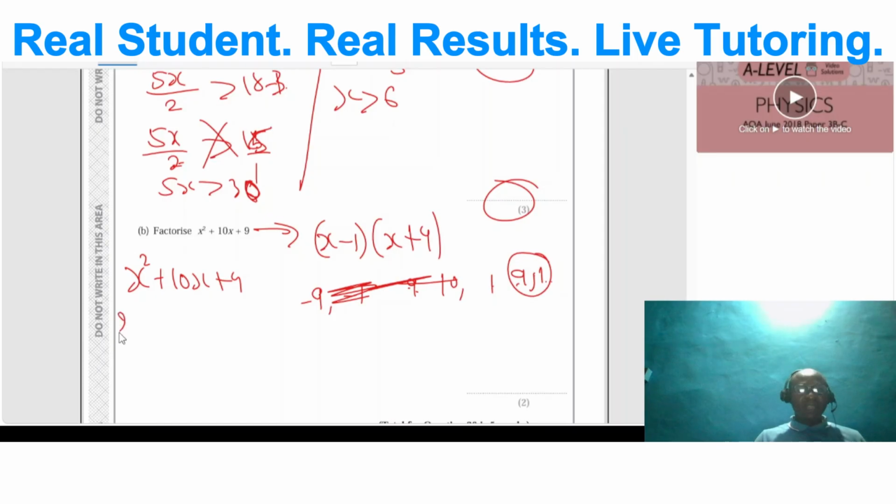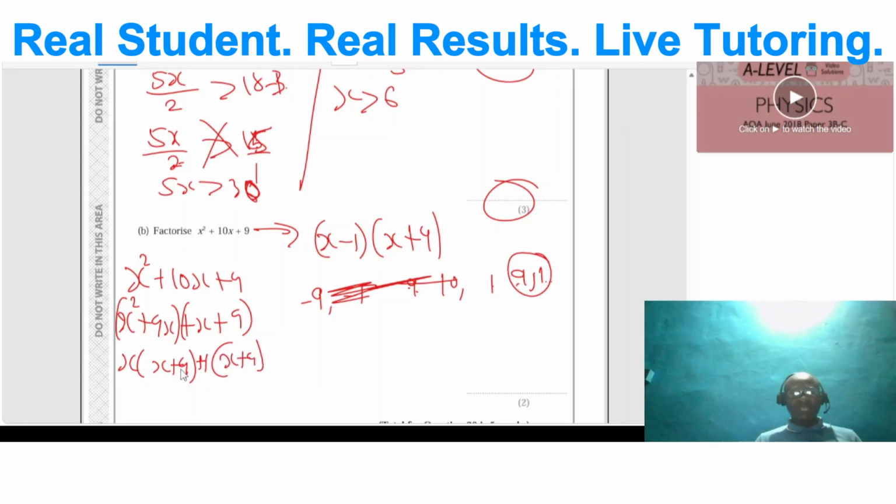So I now have x squared plus 9x plus x plus 9. So we put this into the bracket and this also into the bracket. Here is x. Then I got x plus 9. Then here is plus 1. Then I have also x plus 9. So it makes sense now. Therefore, x plus 1 into x plus 9 is the correct answer.